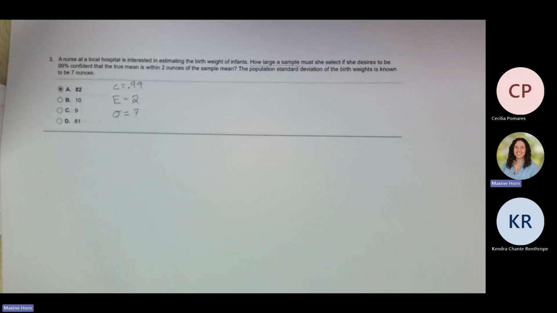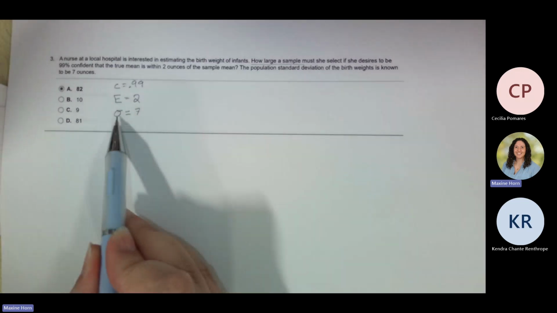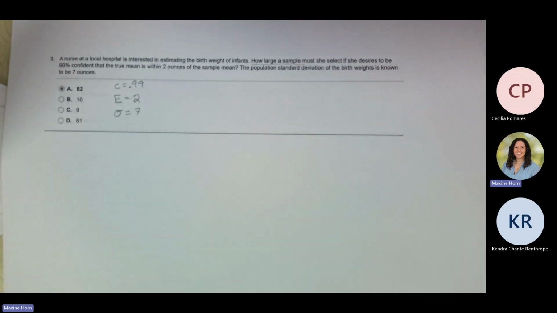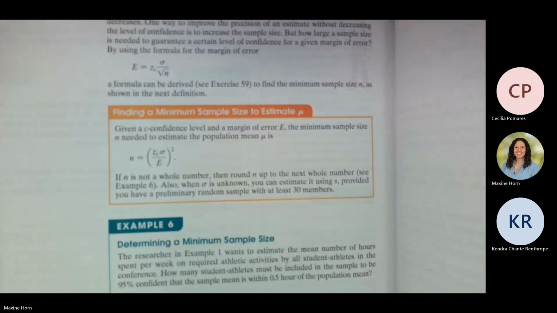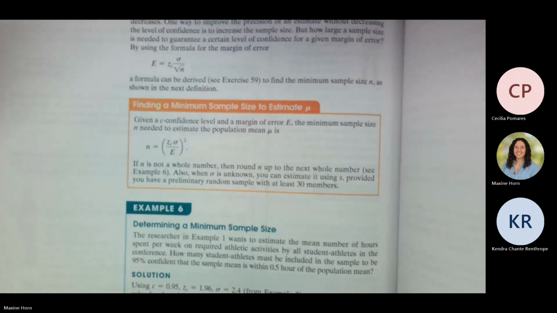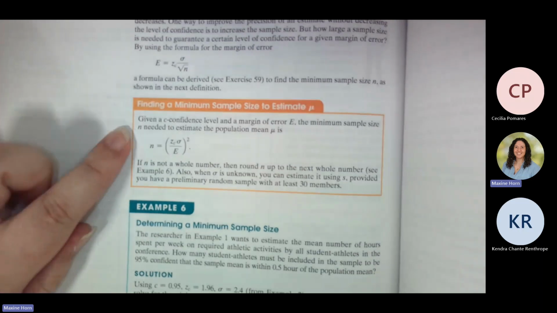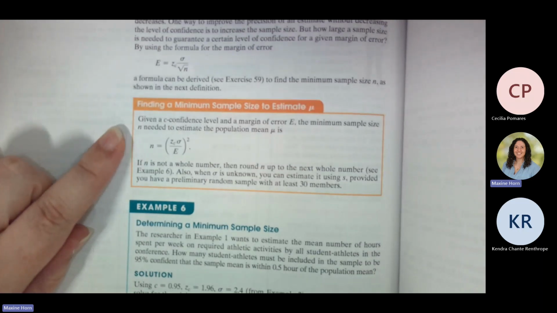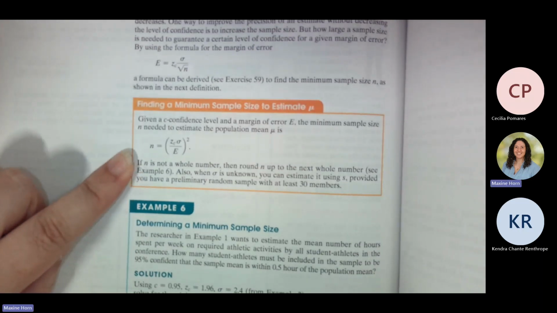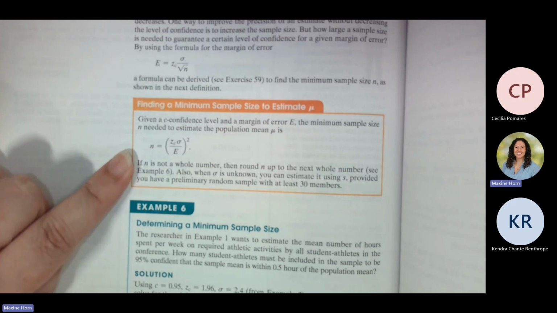So we have to know which formula we're going to use. Again, we were provided a population standard deviation. So that tells us that we are using this formula right here. Okay, so finding a minimum sample size to establish your population mean.